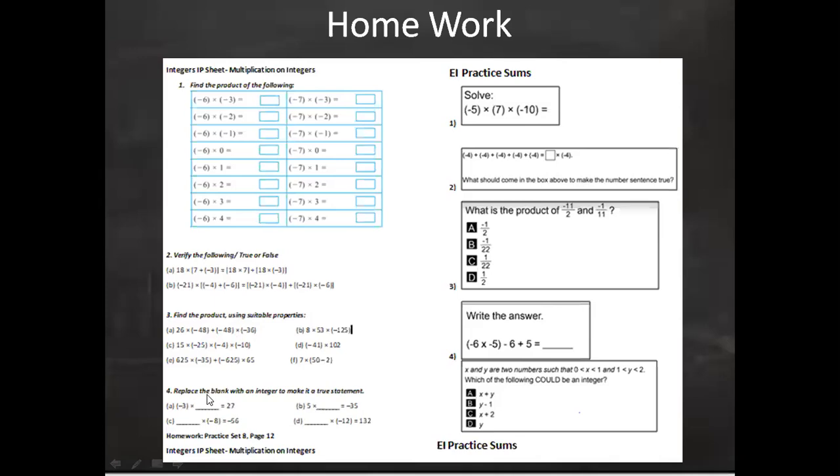Let's see question number 4. Replace the blank with an integer to make it a true statement. आपको इसको true करना है. अगर यहाँ -3 को मैं किस number से multiply करूँ कि 27 हो जाए. So -3 को मैं -3 into x कर सकती हूँ और equal to 27, then -3 नीचे आ जाएगा. Sweet.